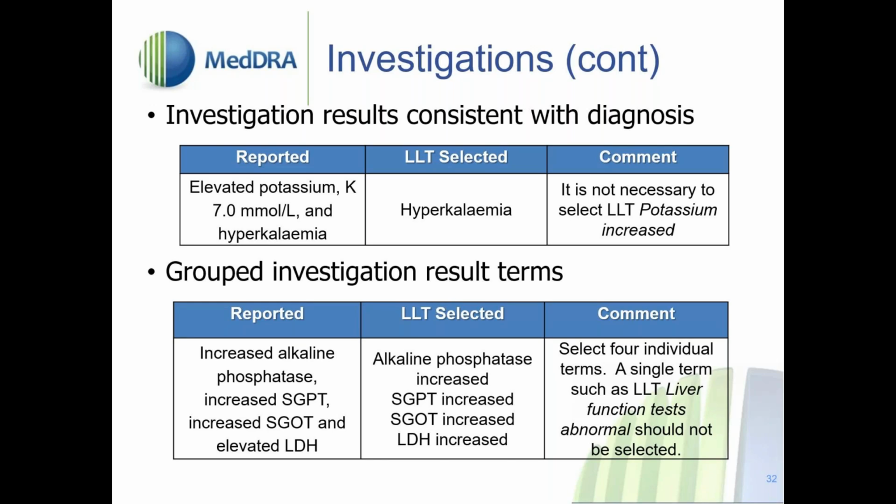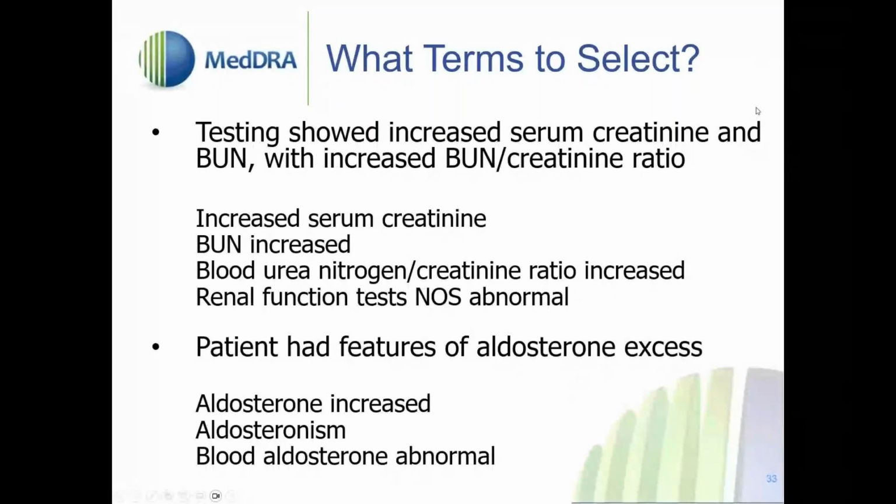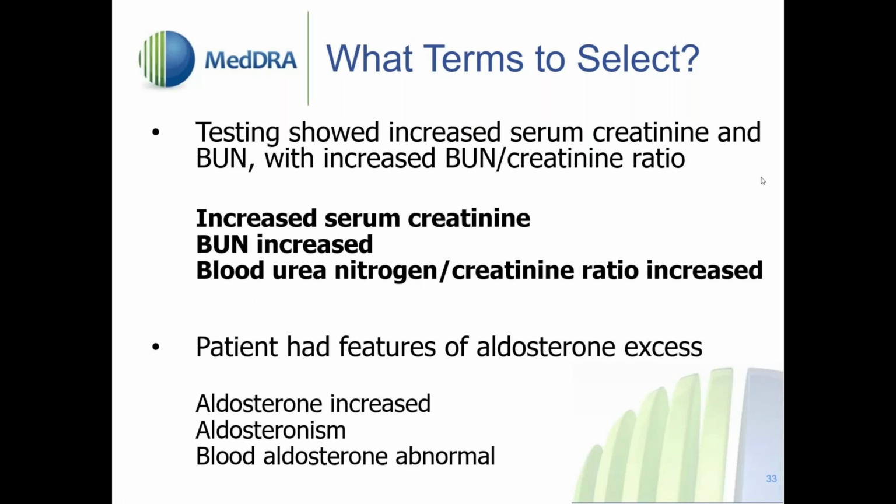Okay, so here are examples. If your reporter tells you that there was testing and they showed increased serum creatinine and BUN over creatinine ratio, how would you approach this particular term? We just said that if you have separate lab results, the preferred option is to select the individual lab results separately. So you don't lump them in one term.